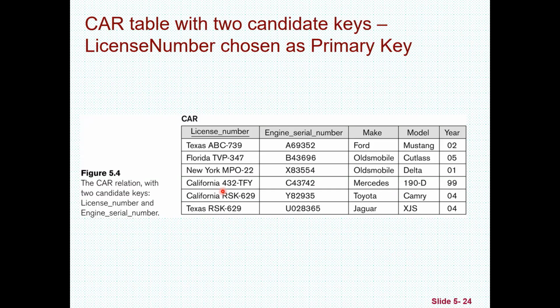So the primary key value is used to uniquely identify each tuple in a relation. So let us look at the car table with two candidate keys. License number is chosen as a primary key, and no two tuples have the same value.